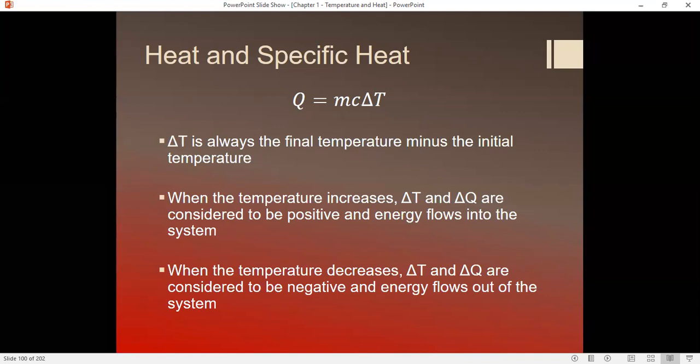Obviously, the more mass that we have, the more heat we have to add in order to get a large temperature change. The larger the specific heat, also the more heat that has to be added to affect a certain temperature change.